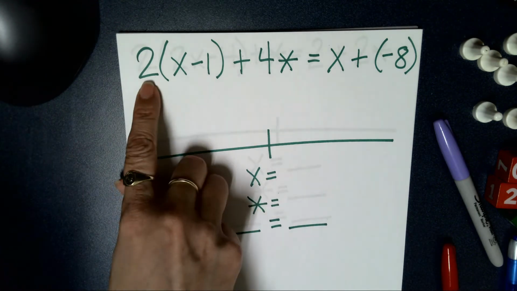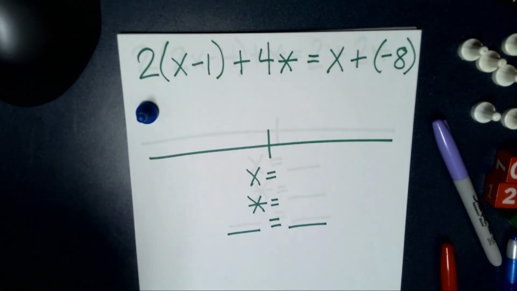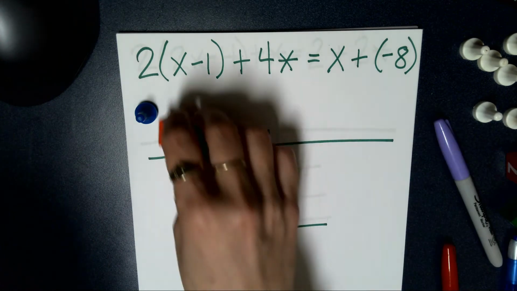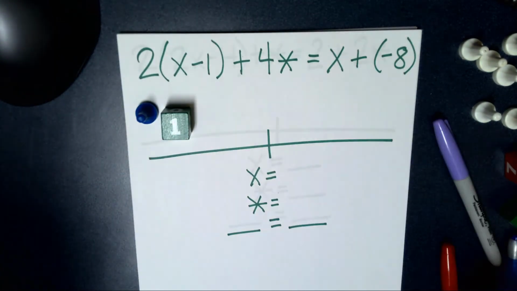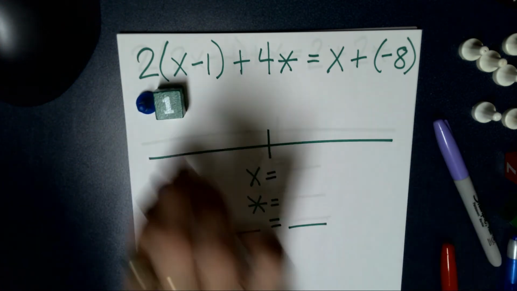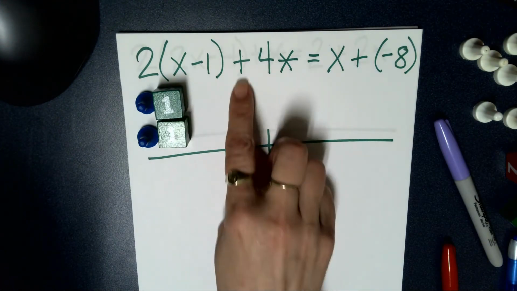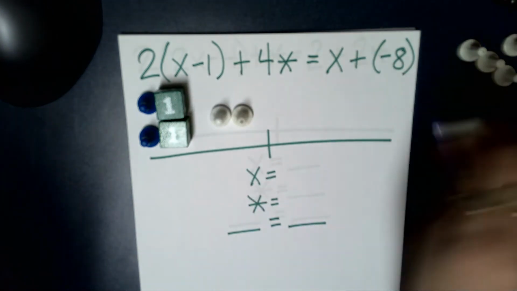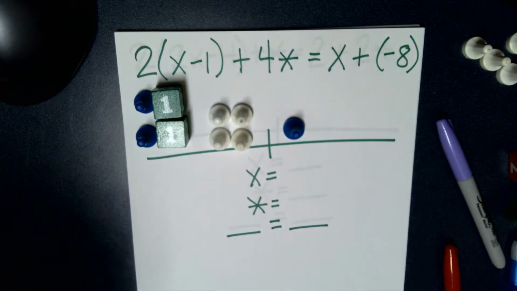So now we have 2 sets of pawn minus 1. So we're going to do pawn. We don't have a positive one to put on here, so we add a 0 pair. And then we can remove our 1. And if that's one set of x minus 1, then we're going to add another set of x minus 1 plus 4 stars equals x plus negative 8.